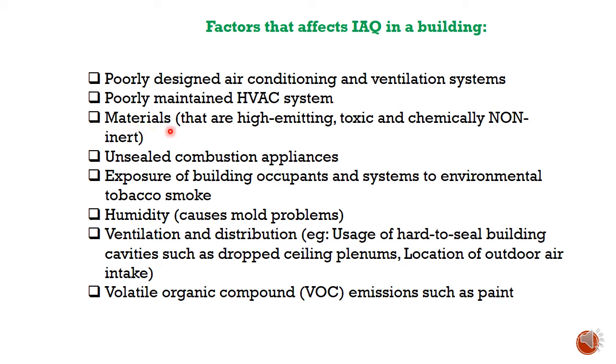Right, the third one is the materials of your structure. If there's carpet, the wall, the materials of the wall, the materials of the paint, the materials of the roof, and so on. Make sure it is not a high emitting, toxic, chemically non-inert material, to avoid this kind of materials. Okay, this has nothing to do with the air conditioning system.